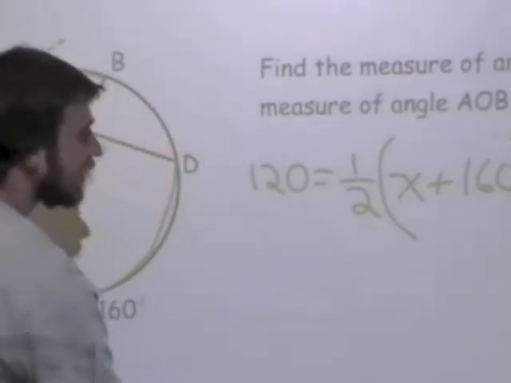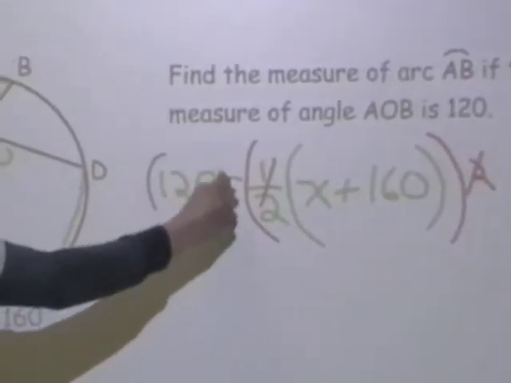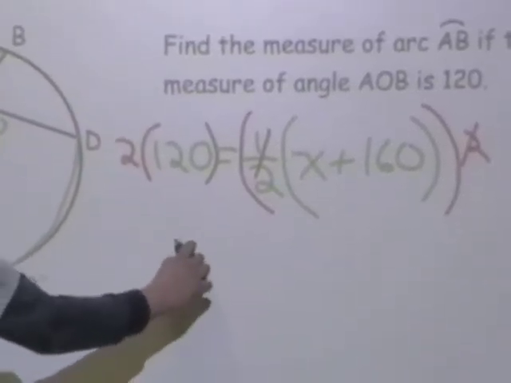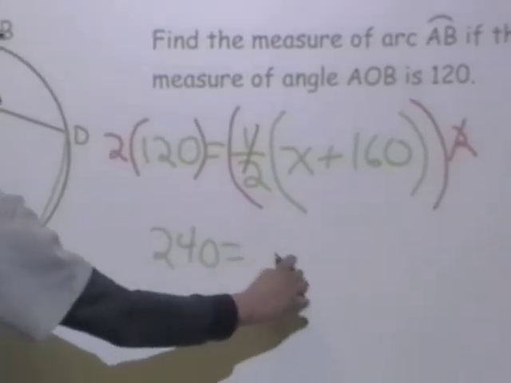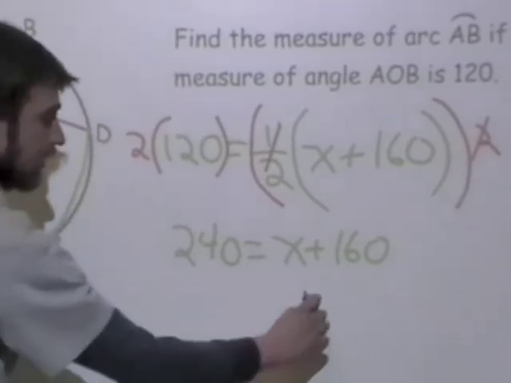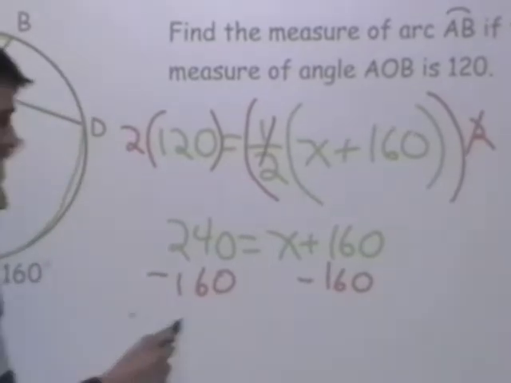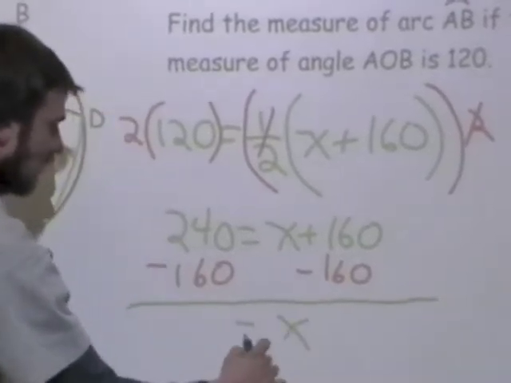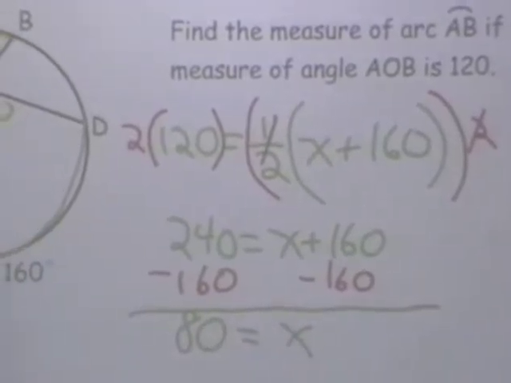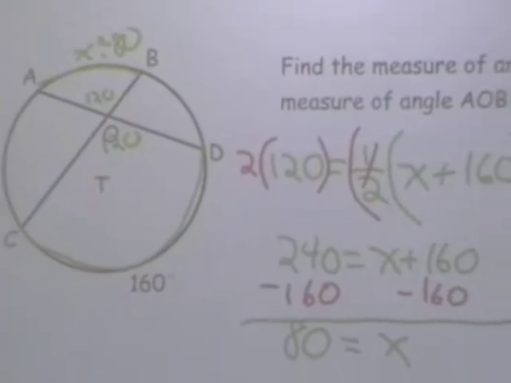I will multiply both sides by 2, eliminating the 1/2. 1/2 times 2 is gone. We'll do the same thing to the other side. So next step, 2 times 120 is 240, which is equal to x plus 160. Next step, we subtract the 160 from both sides, and we get our answer. So x is equal to 80, which means the measure of arc AB is 80 degrees.